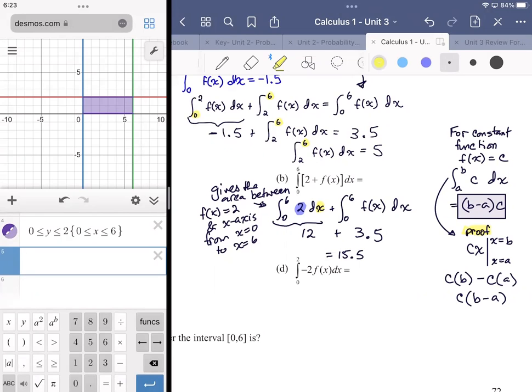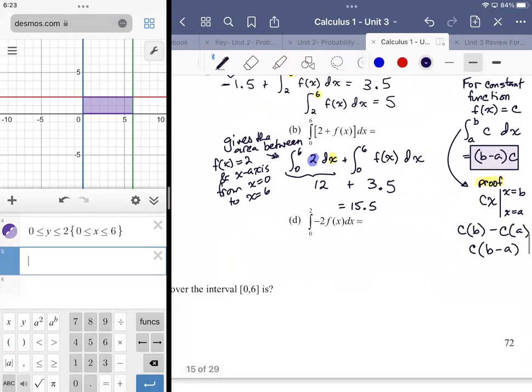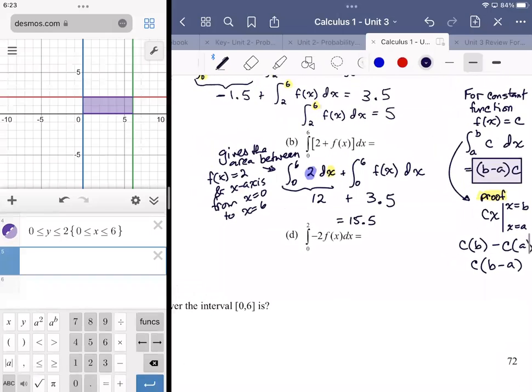Right. Just keeping it on the same screen here, I'll jump down to D. And D looks a little less complicated than this baby right there, the absolute value one. That's kind of a cool problem we'll get to in a sec.